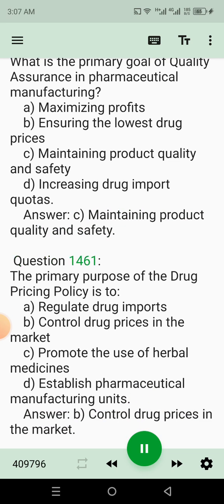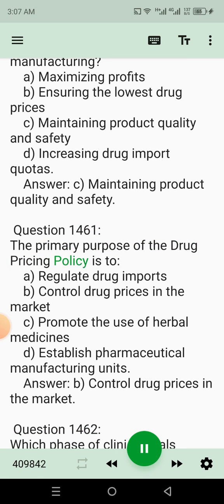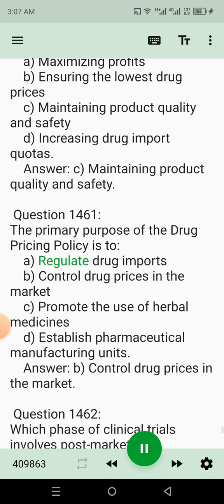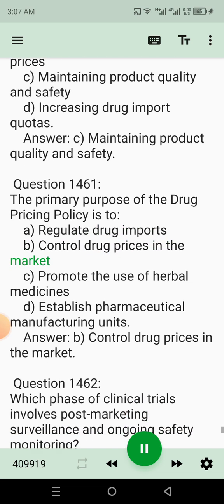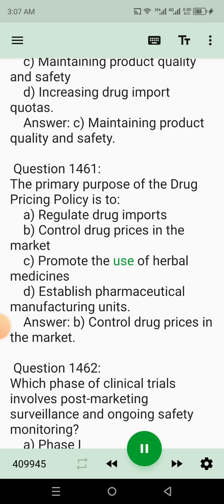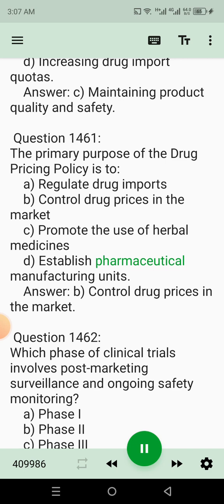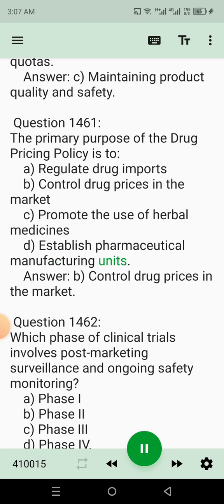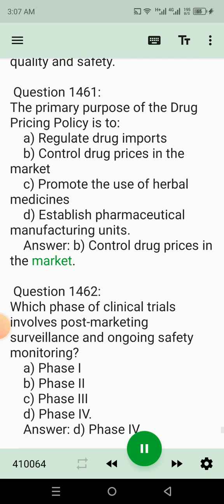Question 1461. The primary purpose of the drug pricing policy is to A. Regulate drug imports. B. Control drug prices in the market. C. Promote the use of herbal medicines. D. Establish pharmaceutical manufacturing units. Answer. B. Control drug prices in the market.